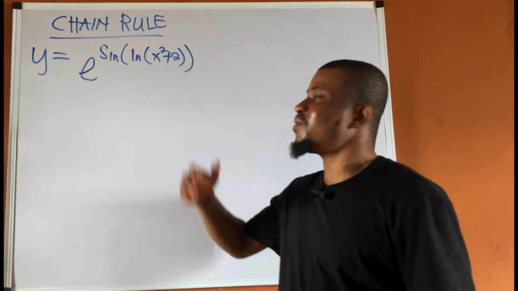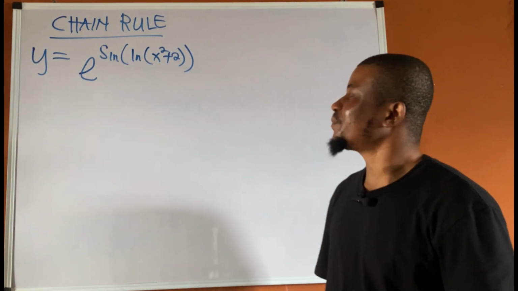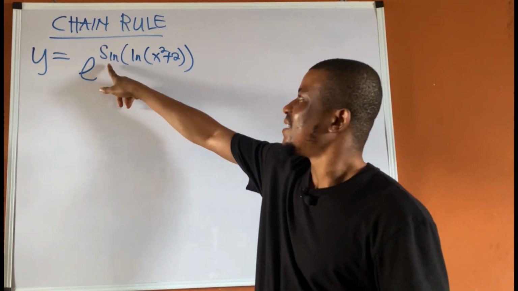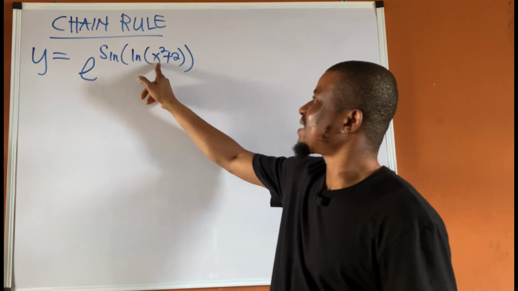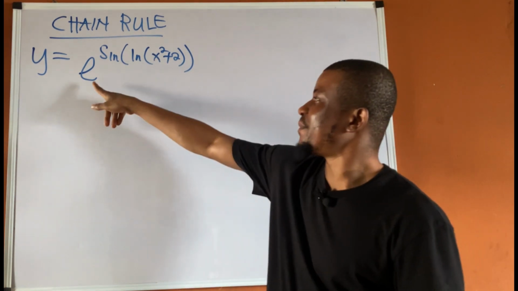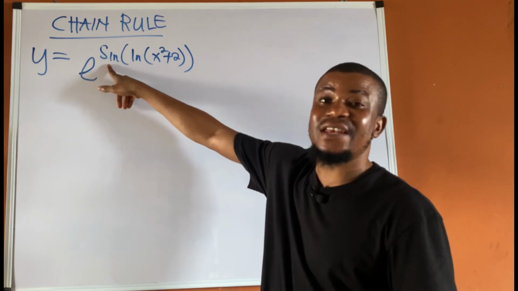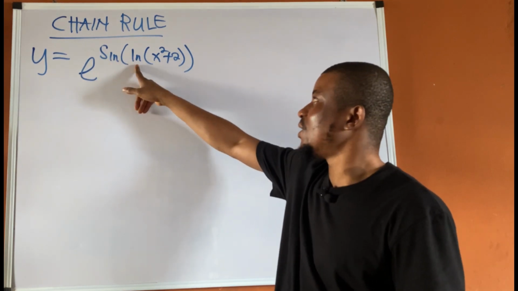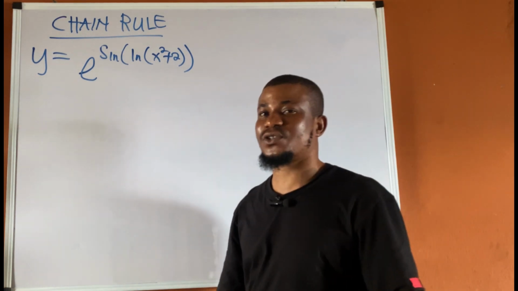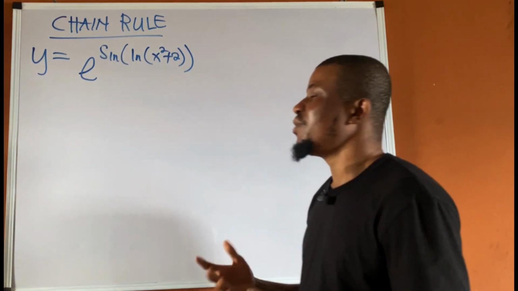Okay, let's also look at this very interesting example. We have y equal to exponential sine ln x squared plus 2. Chains of functions, right? You see, exponential function carrying a sine function containing a logarithmic function containing an algebraic function. Chains of functions, alright? How do we differentiate this?